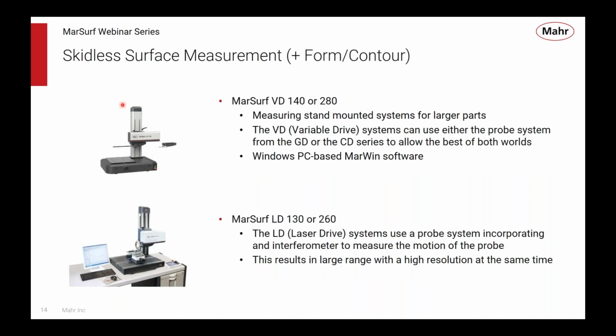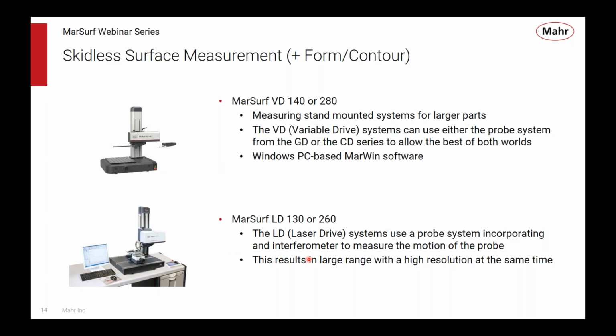Then we go into the combo systems that allow us to do both. Well, we've got the variable drive system, again, 140 or 280 millimeters of total drive length. But it allows us to swap out this probe system that's underneath the drive unit and gives us the option to use either one from the GD or CD and switch back and forth and get the best of both worlds by getting the high resolution, low range for surface roughness, or the high range, giving up a little bit of resolution to get the contour drive, and all of it comes in one system.